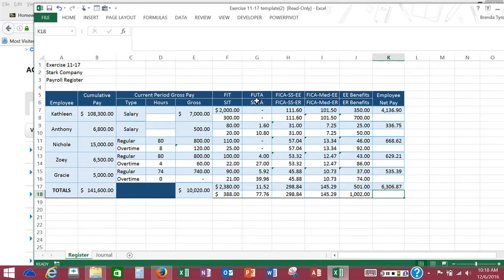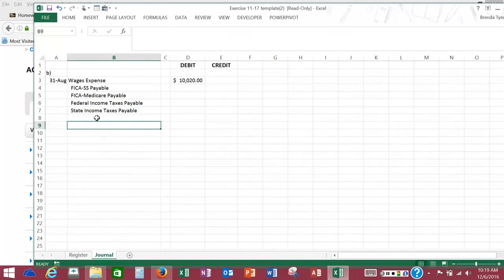Let's look at our register again. So we got the FICA, we got the Medicare. Let's look at the net pay. What all did we deduct? We deducted the federal and state income tax. Okay, we got those. We deducted the Social Security, the Medicare. Now we have to do this employee benefits. This is something new that we haven't done before, so what are we going to do with that? It's just called employee benefits payable.